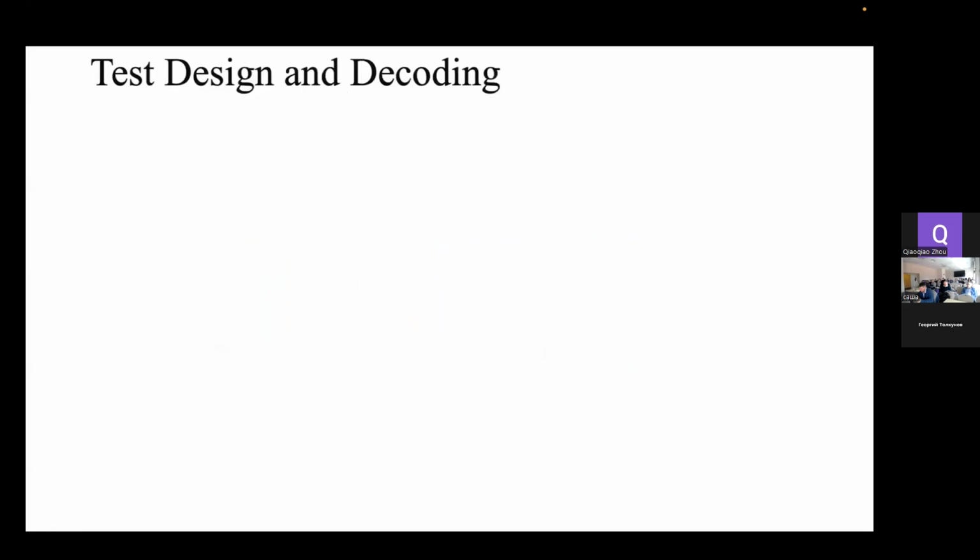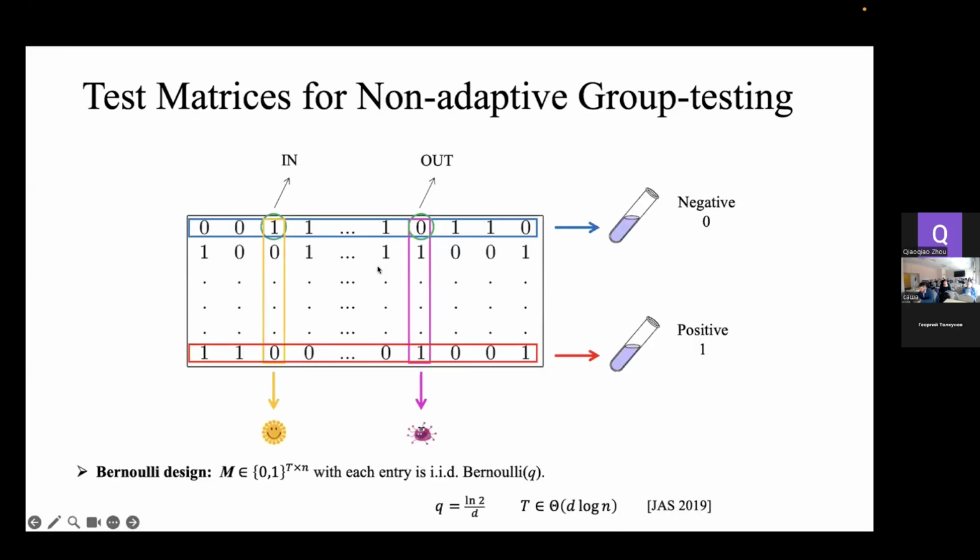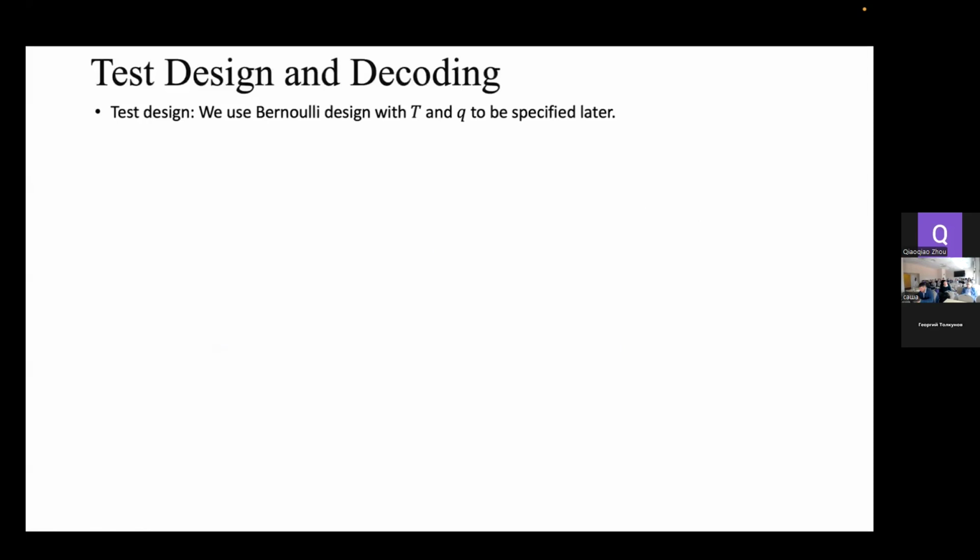So we will use this kind of non-adaptive group testing scheme. In order to use this, we have to specify 2 parameters. First, what is the number of tests, which means the number of rows? Second, what is the parameter q for the Bernoulli random variable? We will specify this later. Suppose we already know the number of tests T and the parameter q. After you have constructed this testing matrix, how can you identify the defective persons?